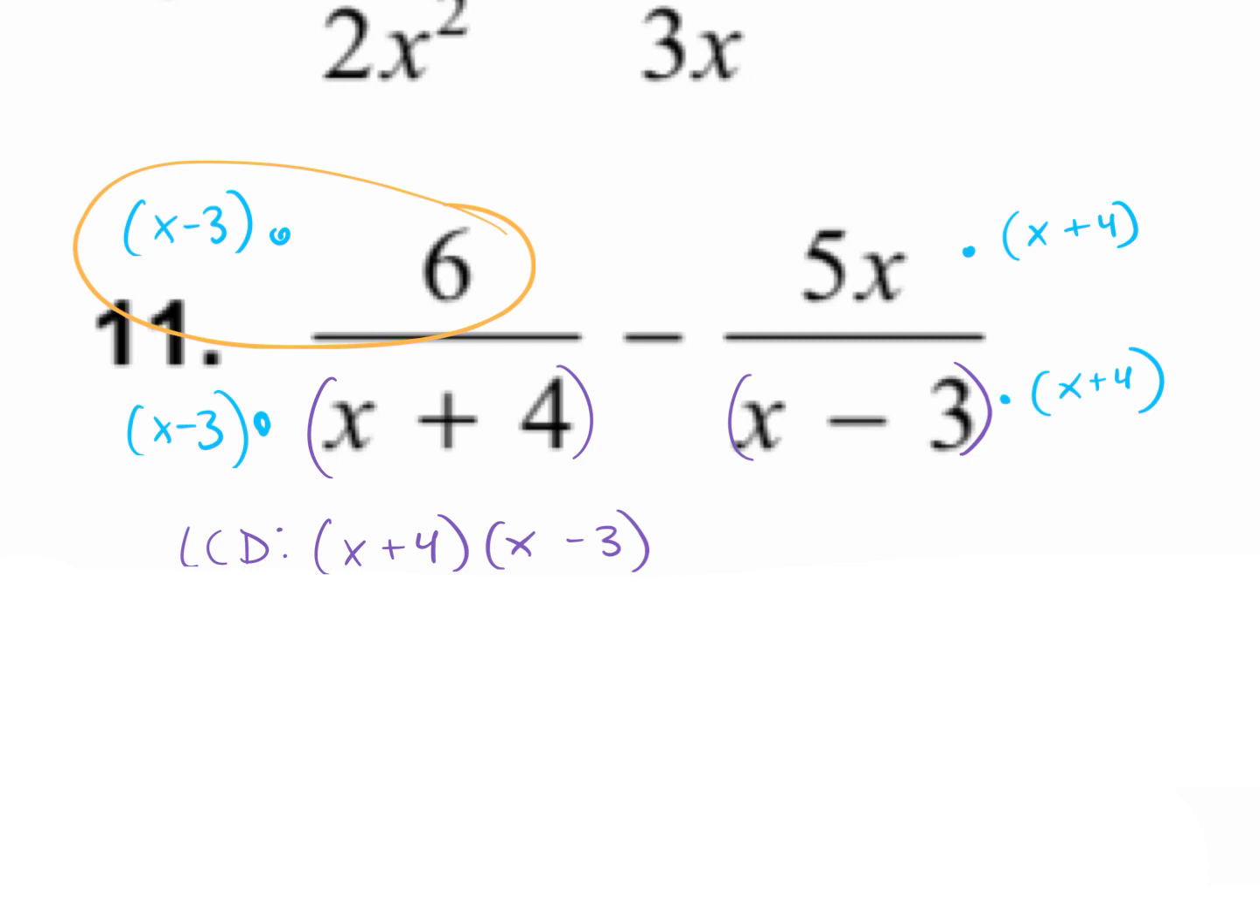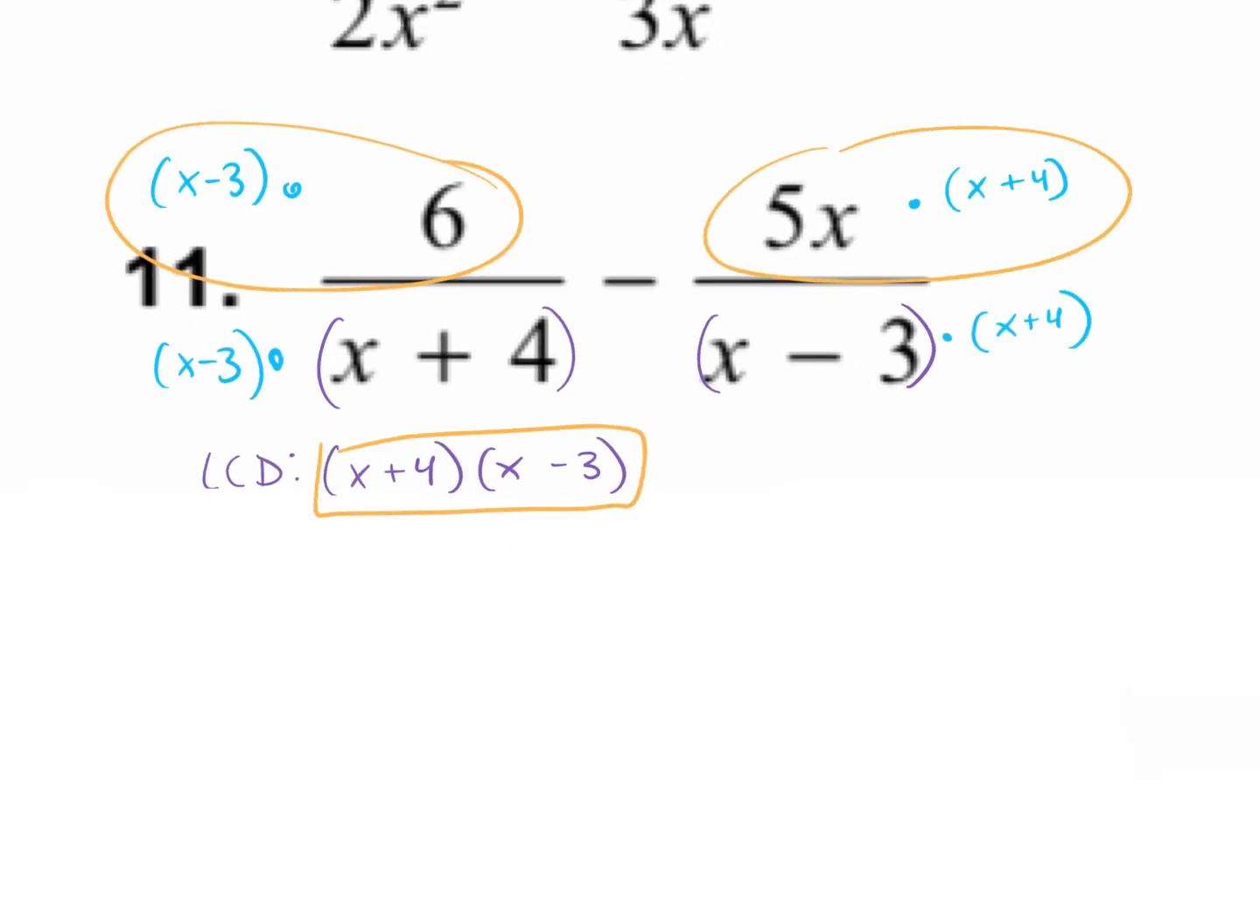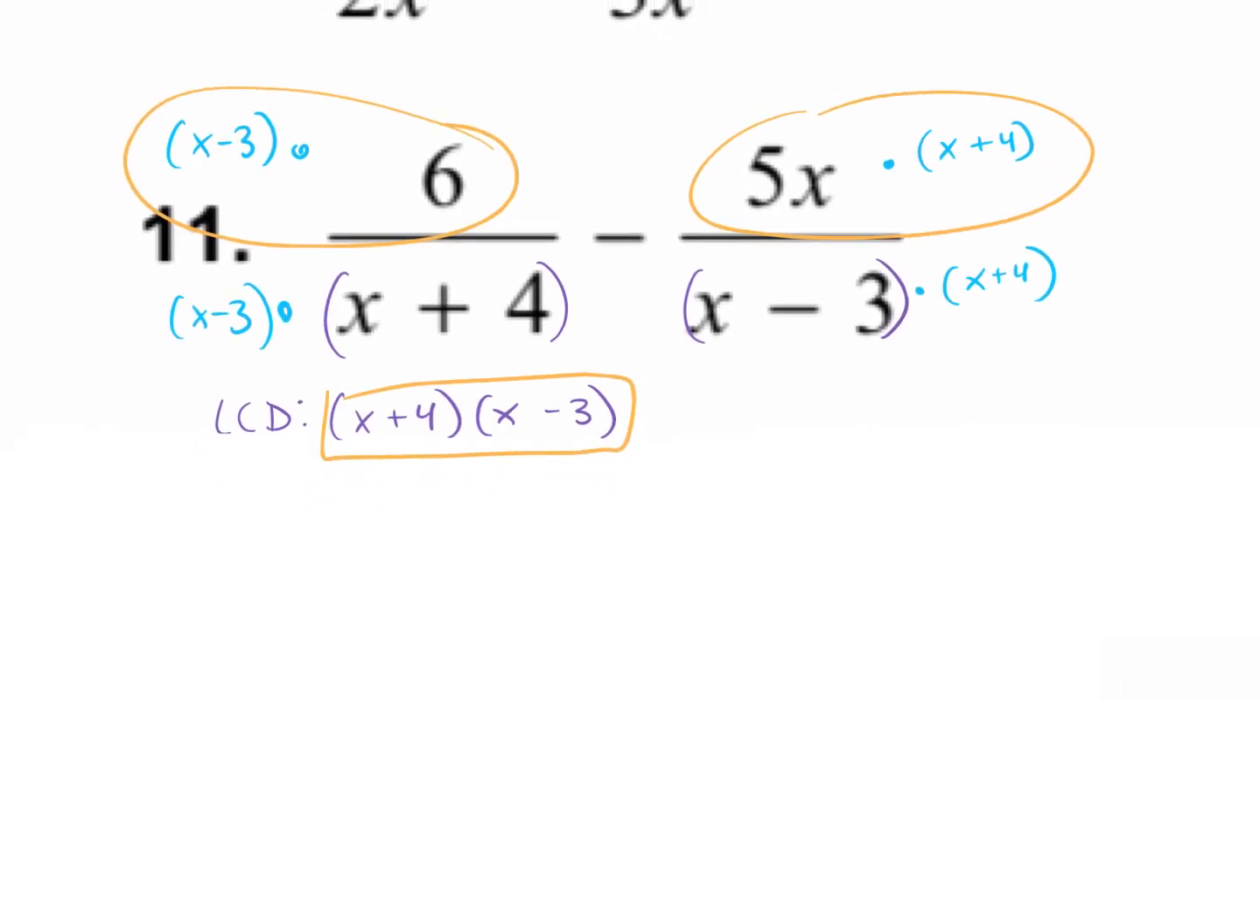So the bottom stays the same. Yep, because it's going to be our least common denominator. X plus 4 times x minus 3 is going to be the denominator. And then on the tops, we just have to multiply them together and then subtract.